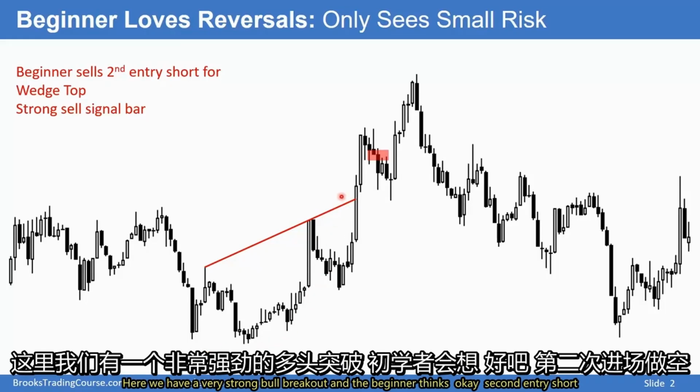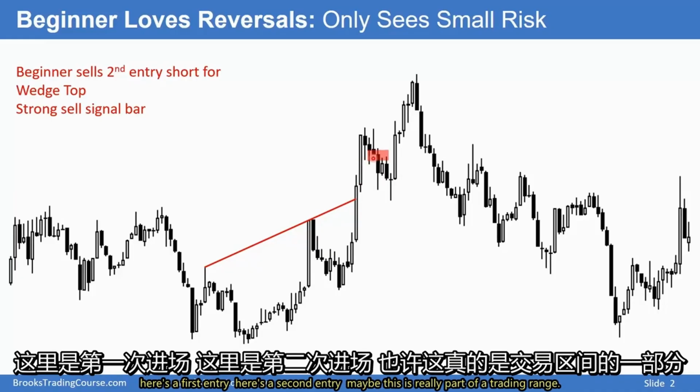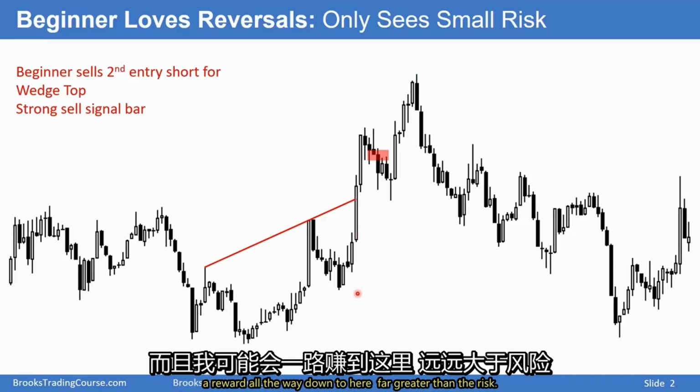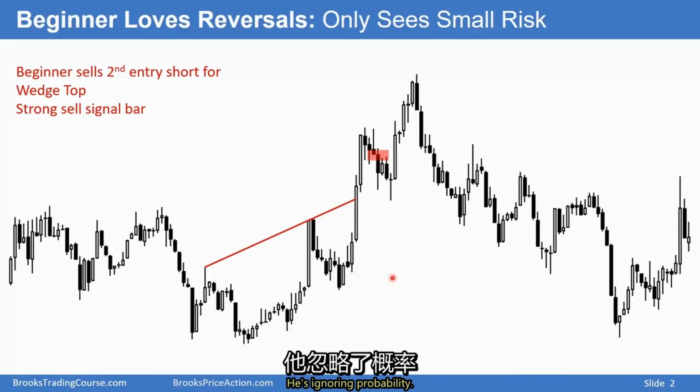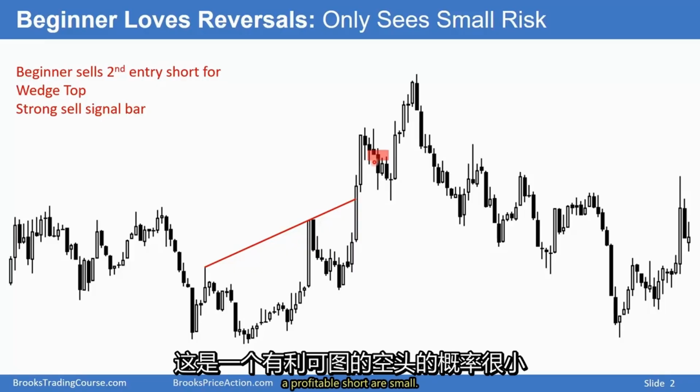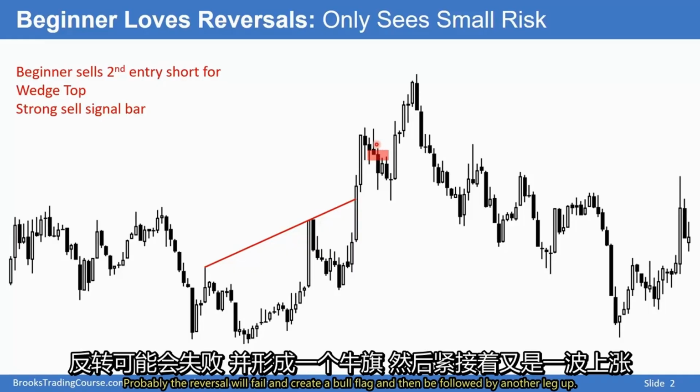Here we have a very strong bull breakout, and the beginner thinks, okay, second entry short, here's a first entry, here's a second entry. Maybe this is really part of a trading range. If I sell below this bar, my stop is right here. I'm not risking much, and I might make a reward all the way down to here, far greater than the risk. He's ignoring probability. After a strong reversal up and then a strong breakout like this, the odds of this being a profitable short are small. Probably the reversal will fail and create a bull flag and then be followed by another leg up.